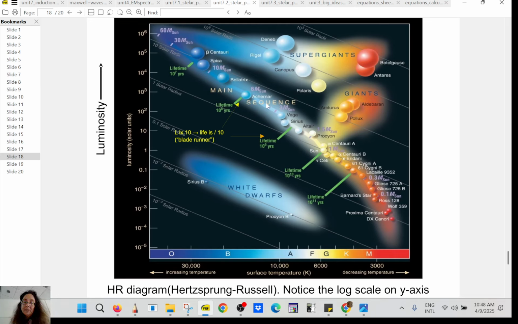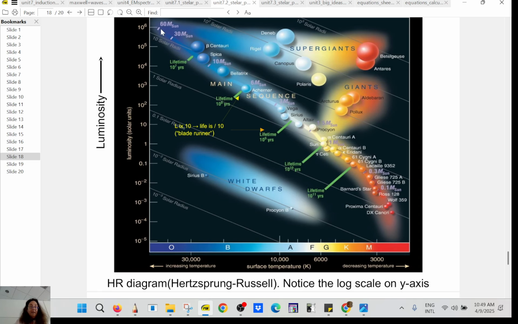And as you go this way, you see this is the sun, 1 times the mass of the sun. Here we get to 60 times the mass of the sun. So they will have a very short life, like 1,000,000 years. And 1,000,000 years for a star is very young. So this is live hard and die young.